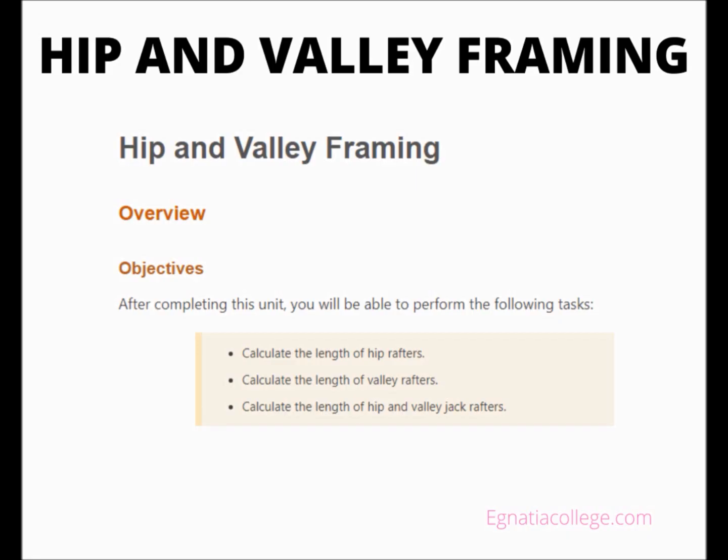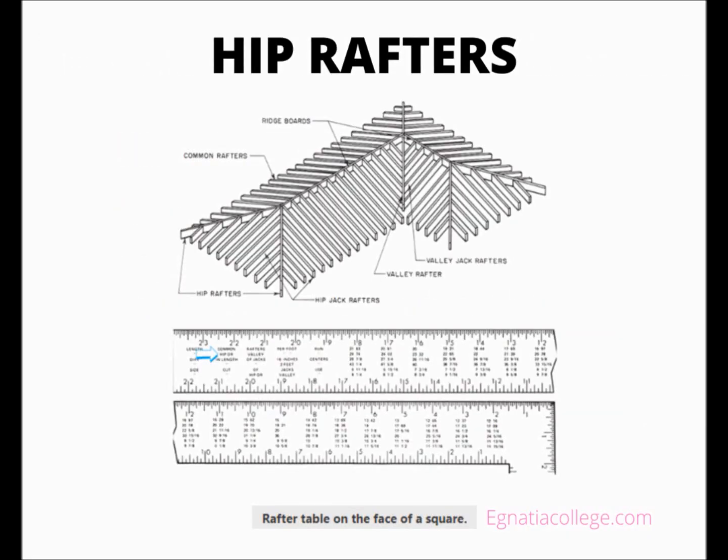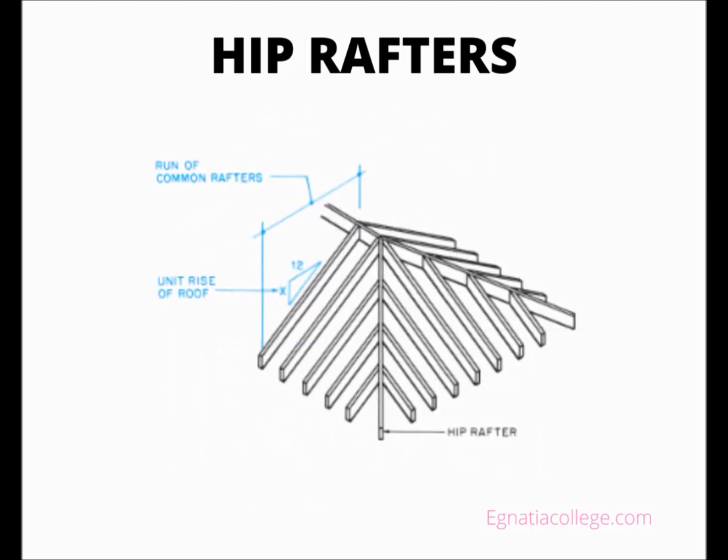Hip rafters. Hip rafters run from the corner of the building to the ridge at a 45 degree angle. The length of hip rafters can be found by using a table found on most framing squares. The second line of this table is used to calculate the length of hip rafters. This table is based on the unit run and rise method for finding the length of common rafters, explained in Unit 22. To calculate the length of a hip rafter, you must know the run of the common rafters in the roof and the unit rise of the roof.